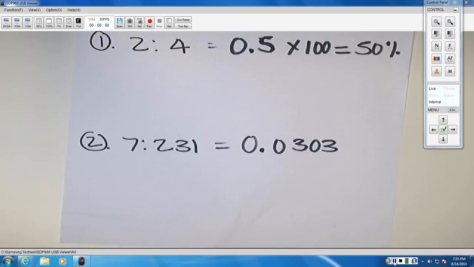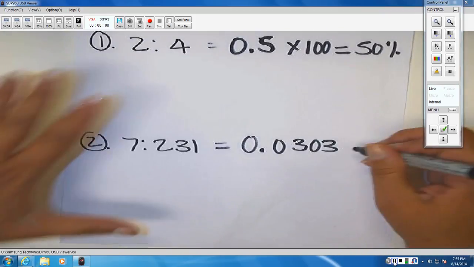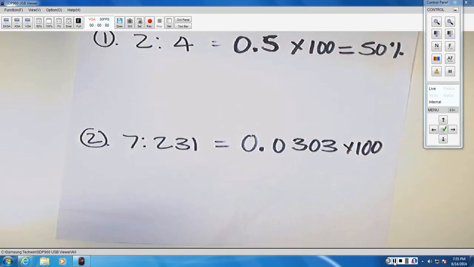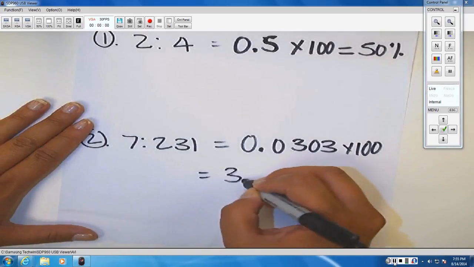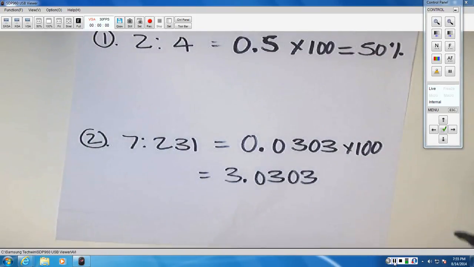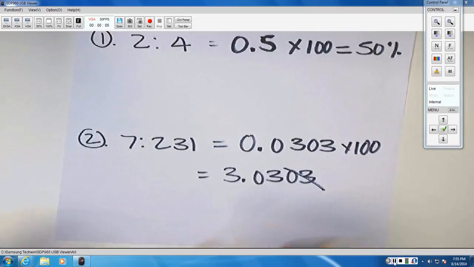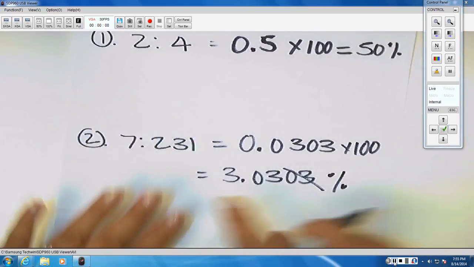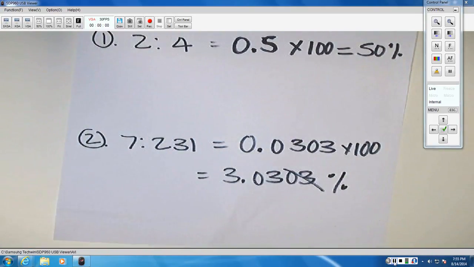So I'm left with this nice, simple, little decimal point that now all I want to do is multiply that by 100. And when I do times 100, I get 3.0303. I won't count it wrong if you drop off this one and you just go to the hundredths place. The book doesn't specify, so I would probably just put 0.03%. But if you carried it all the way out, that would be fine. So it's just completely up to you. But don't forget your percentage sign.